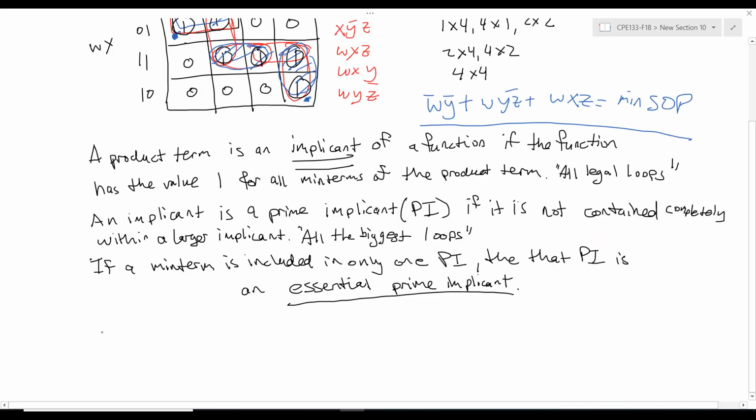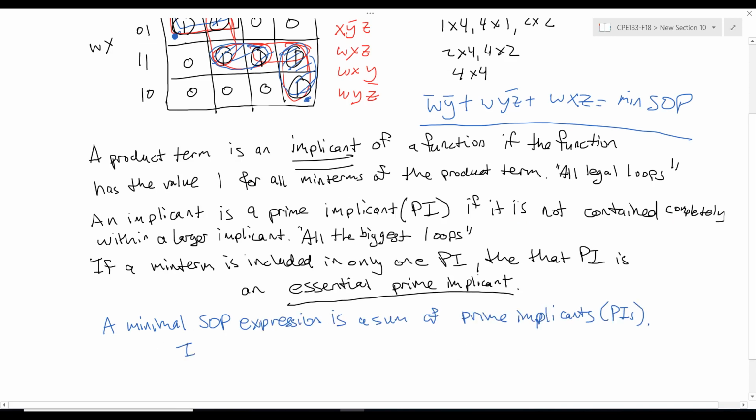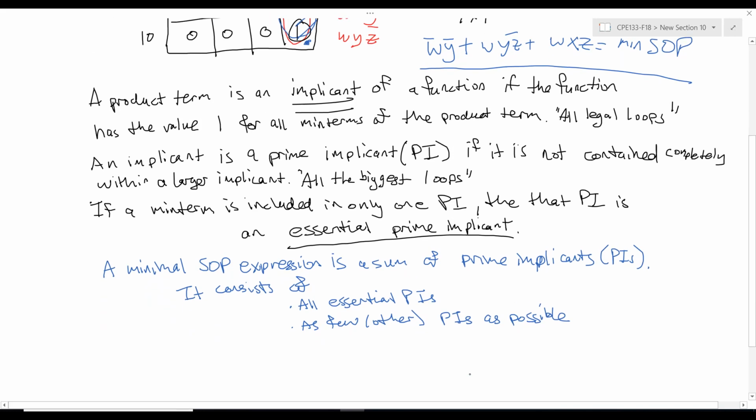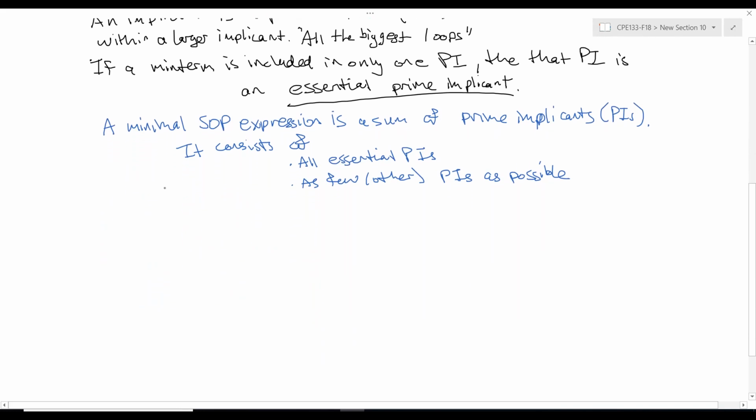So to summarize, a minimum SOP expression is a sum of prime implicants. Specifically, it's going to consist of, number 1, all the essential prime implicants, and then as few other prime implicants as possible. So the procedure for using a K-map is to first find all the essential prime implicants. In other words, if you can find a 1 in the K-map that's only covered by 1 prime implicant, in other words, there's no choice on how you can circle that 1, then that prime implicant is essential, and you have to include that term in the min SOP representation.